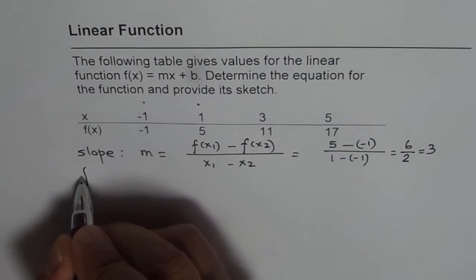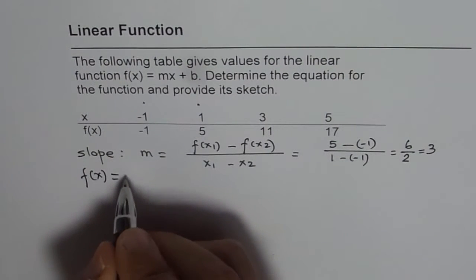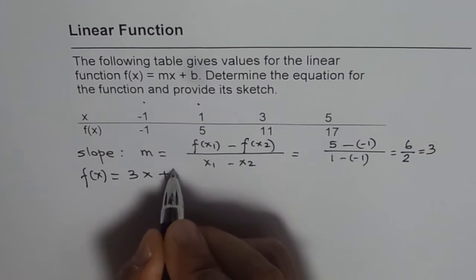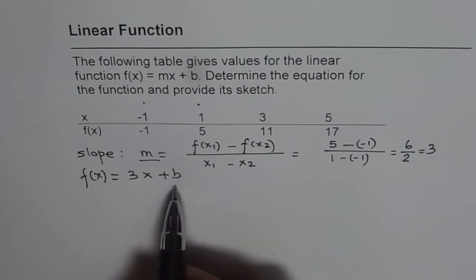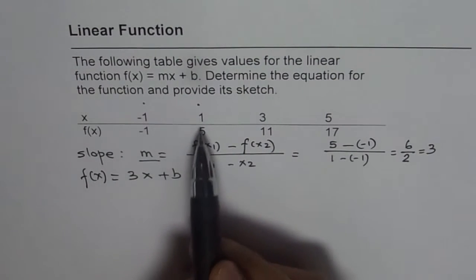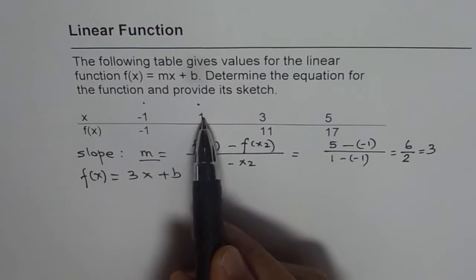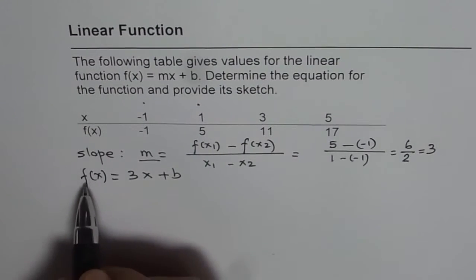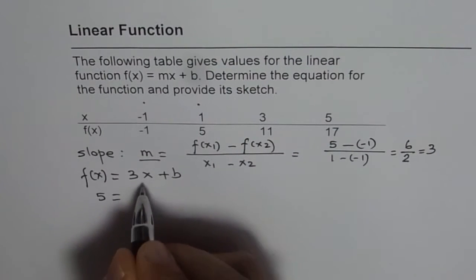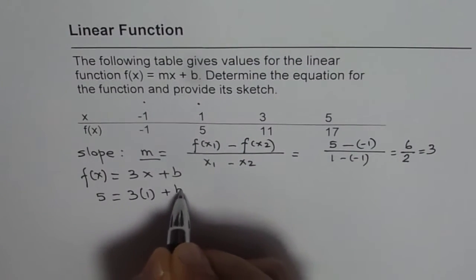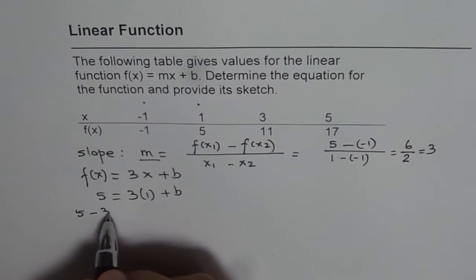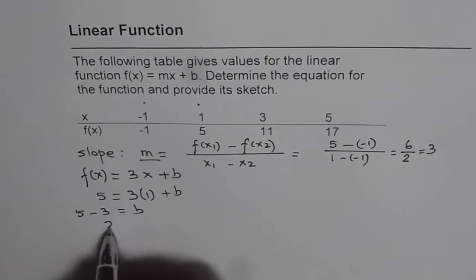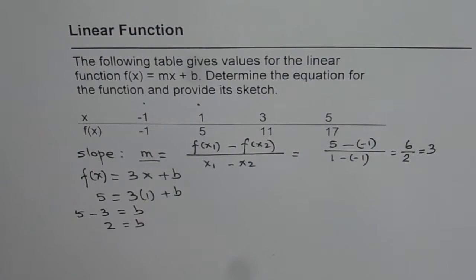So we already get the function in the form f of x equals 3x plus b, since we have calculated the value of m. Now to calculate the value of b, we can select any point. Let us take 1 and 5 as our point. So that means x value is 1 and f of x is 5. So I'll replace f of x with 5 and x with 1 and then calculate b. So we get 5 equals 3 times 1, which is 3. So we'll take it to the left side. 5 minus 3 is 2. So b is 2 for us.